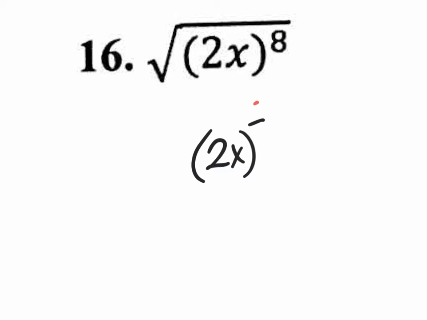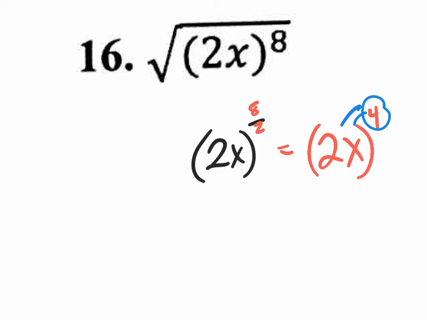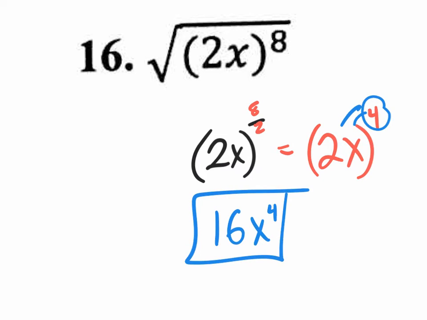So that will be 8 over 2, and 8 divided by 2 is 4. So what you really have is 2x in parentheses to the 4th power. Now that really means 2x times 2x times 2x times 2x. Or you could distribute, and you'll have 2 to the 4th, which is 2 times 2, which is 4, times 2, which is 8, times 2, which is 16. So you have 16x to the 4th as your final answer on number 16.